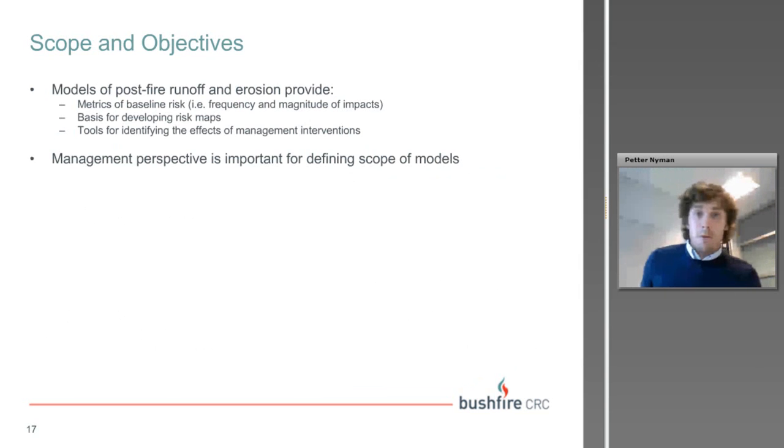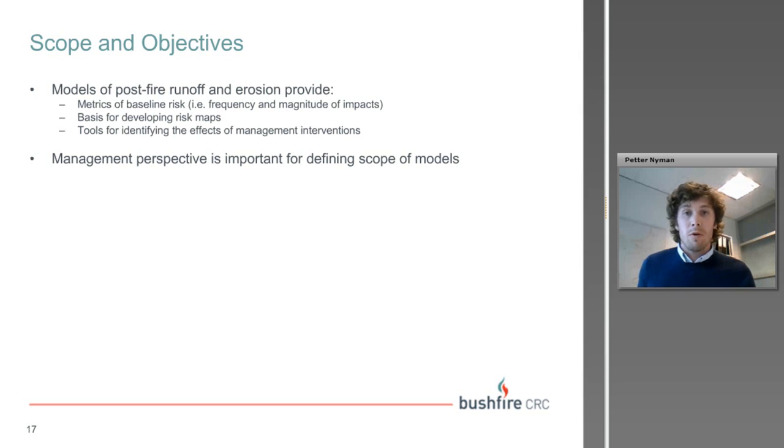So post-fire erosion response can be very complex to predict because you have variable fire severities, different intrinsic catchment properties, and randomness in the type of rainfall events that you see after a burn. So we need models to try and untangle the effects of all these different variables on risk. And models have applications to different land management questions. So we can, for instance, produce a metric with baseline risk, so the frequency and magnitude of impact. We can also provide a basis for developing risk maps, so using maps to show the relative risk in different parts of the landscape. And also more sophisticated models can be used to identify the effects of different management interventions.